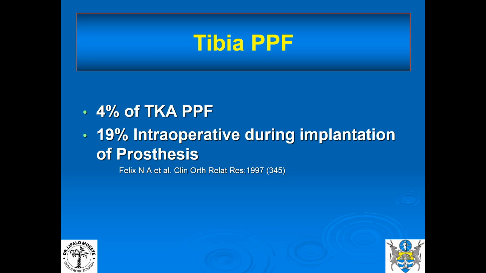With periprosthetic fractures around a total knee replacement, they are much more common in the femur than the tibia. So 4% of them will be in the tibia. And a large number of these, 19%, will be as a consequence of intraoperative implantation of the prosthesis.